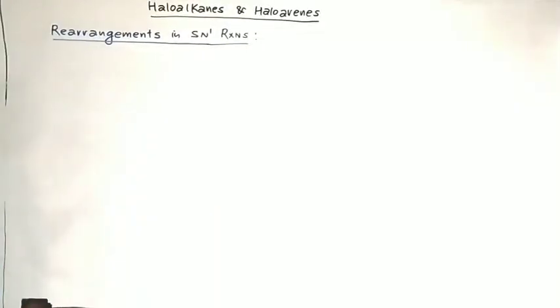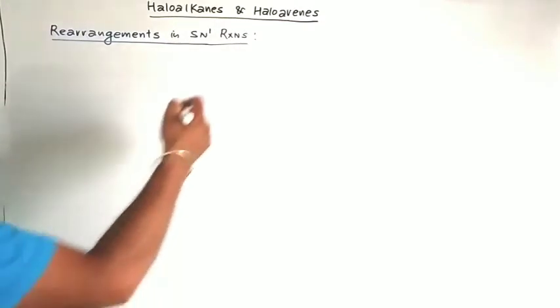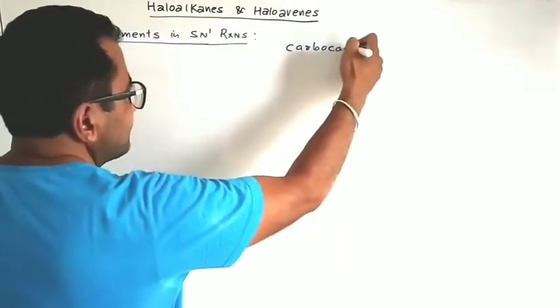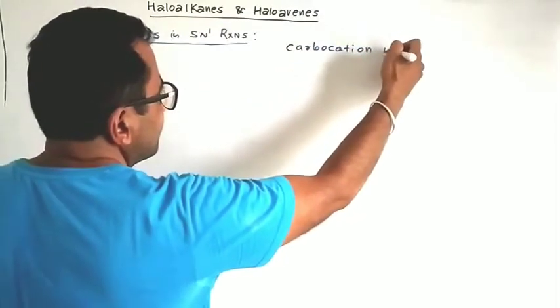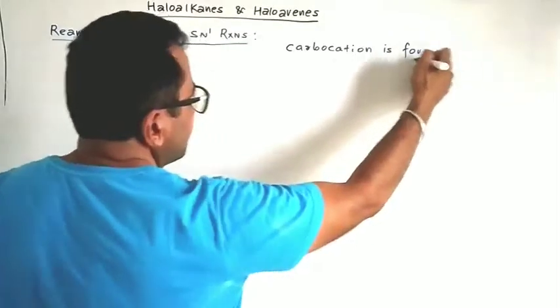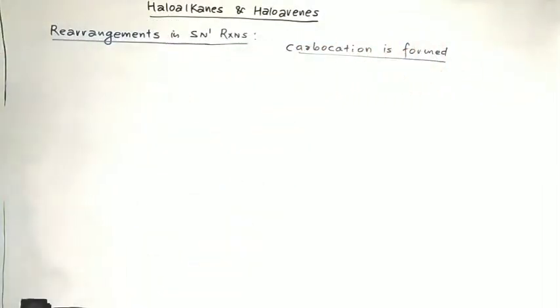Next is the rearrangement in SN1 reactions. Because in an SN1 reaction, a carbocation is formed, and when the carbocation is formed, rearrangement is possible.